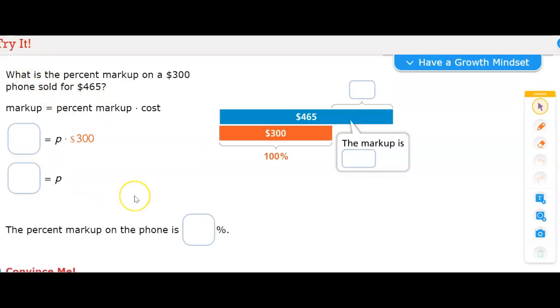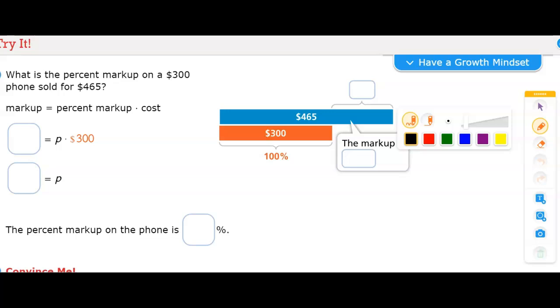What is the percent markup on a $300 phone sold for $465? Markup equals percent markup times cost. So we are looking at our bar to the right. Orange is $300, which is the cost of the phone. And then the blue bar represents the selling price, or the cost that they sold it for.